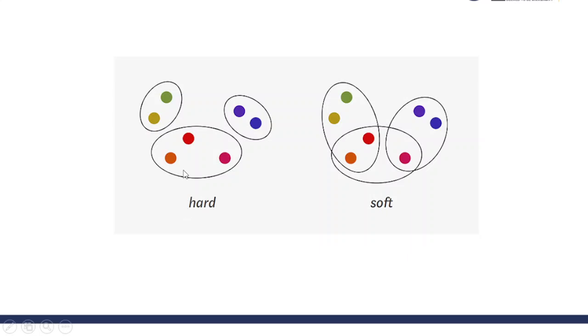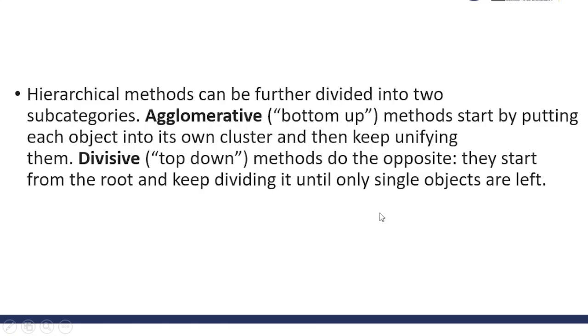This is hard clustering, where each article or data point belongs to only one cluster. Now this is soft clustering, where you can see this particular point belongs to two clusters here. These points also belong to two clusters. So this is soft clustering.